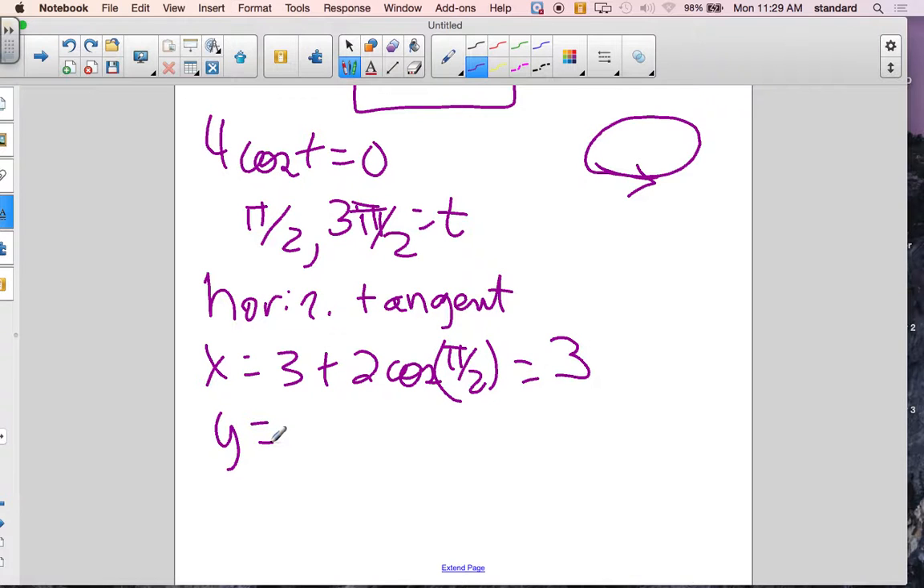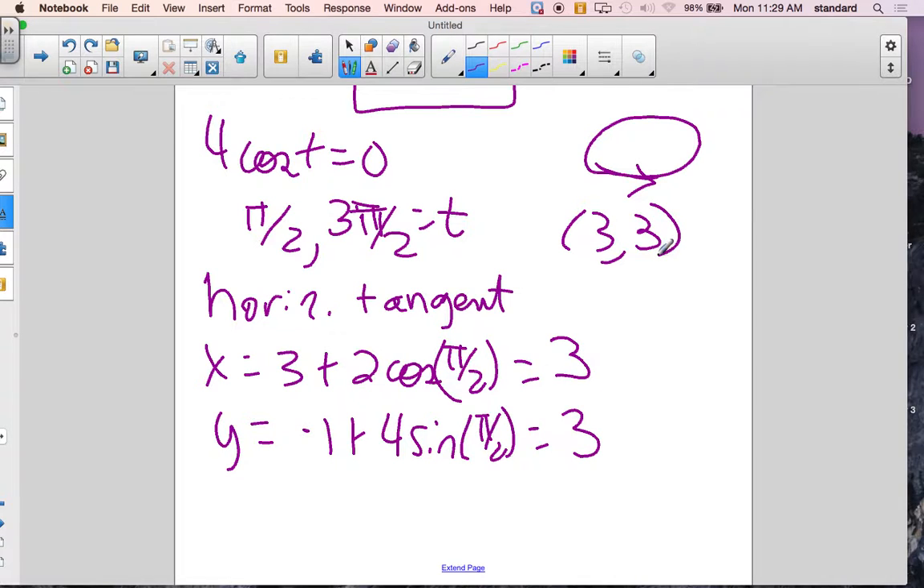My y-coordinate was negative 1 plus 4 sine. What's the sine of pi over 2? 1. And so what do I get? 3. All right, so 1 point is (3, 3). But I have an issue here now. What happens if I fill in 3 pi over 2 or negative pi over 2? Negative 1 plus 4 times the sine of 3 pi over 2. You could also get a y of negative 5.